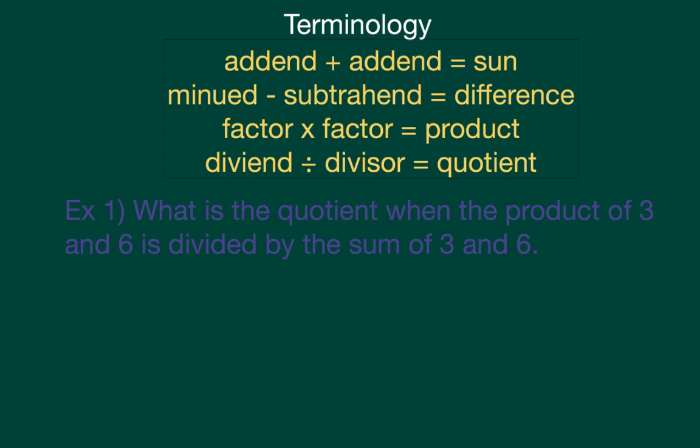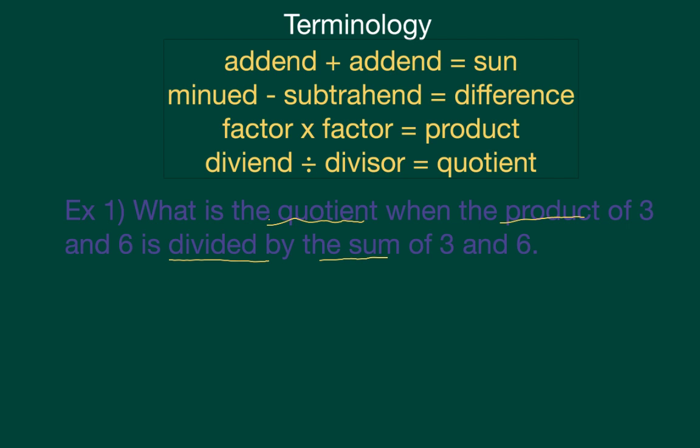Example 1. What is the quotient when the product of 3 and 6 is divided by the sum of 3 and 6? When looking at this equation, let's go ahead and underline the words that we need to use when solving it. What is the quotient? Underline quotient. When the product, underline product, is divided by, and the sum. Those 4 words help us create a problem to solve.